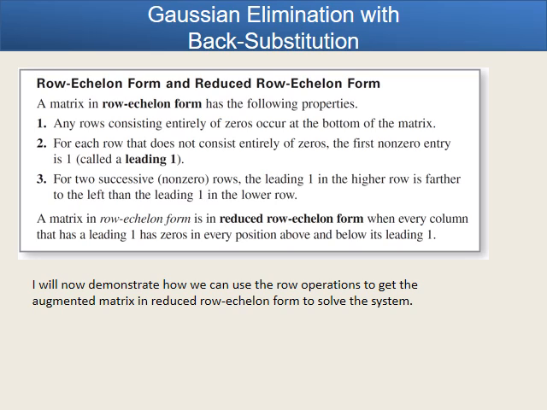What that really is saying is you're forming this diagonal. A matrix in row echelon form is in reduced row echelon form when every column that has a leading 1 has zeros in every position above and below its leading 1. I'll now demonstrate how we can use the row operations to get the augmented matrix in reduced row echelon form to solve the system.